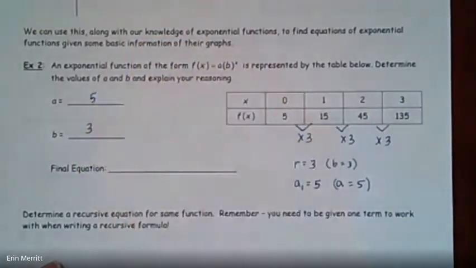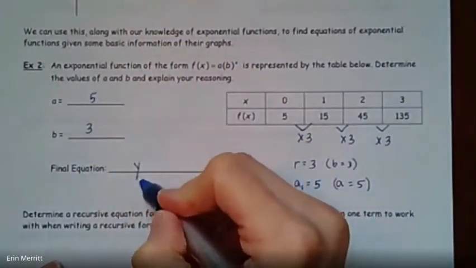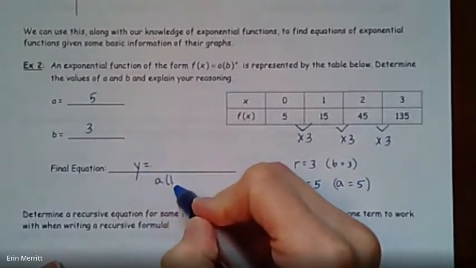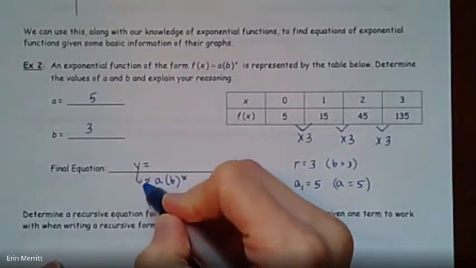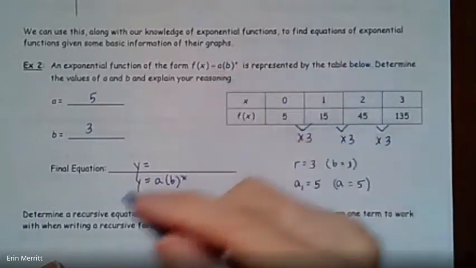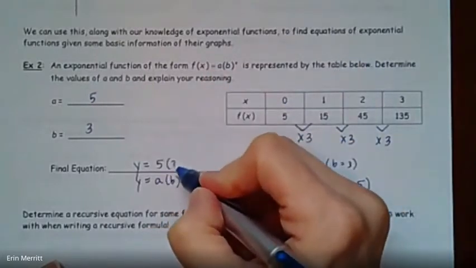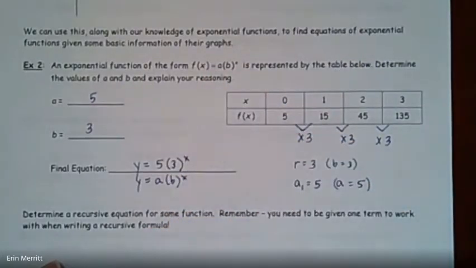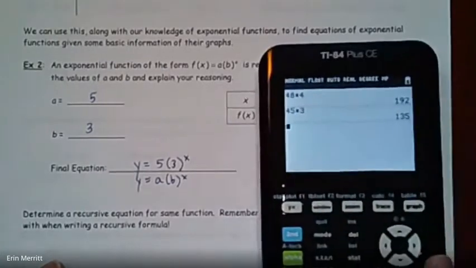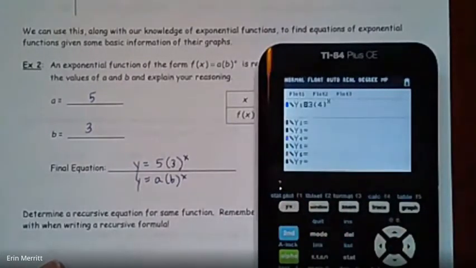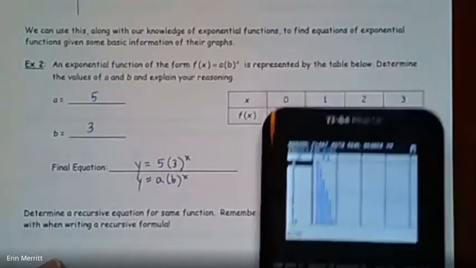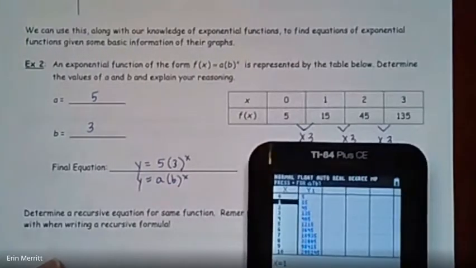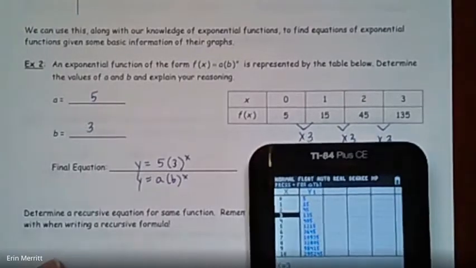So based on that, the equation in A times B to the x power form, because I'm looking at it right here, would then be 5 times 3 to the x power. So let's test it out and see if we're right. If I go up here and make this 5 times 3 to the x power, at 0, it's 5. At 1, it's 15. At 2, it's 45, and so on. So we did it.